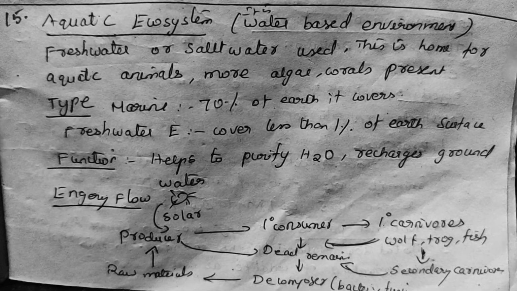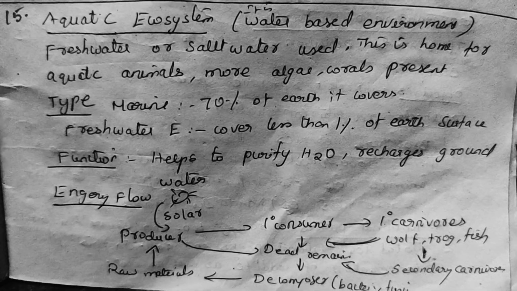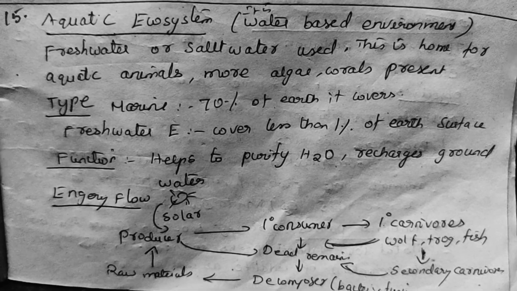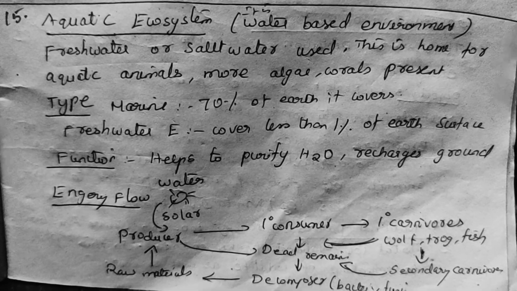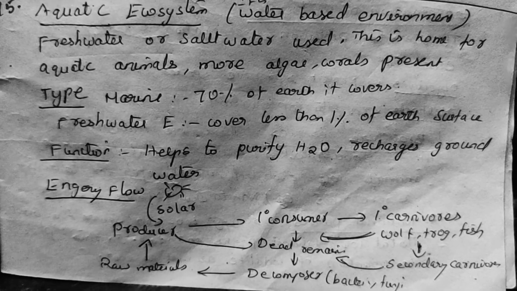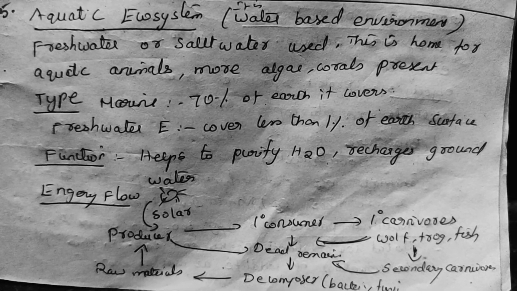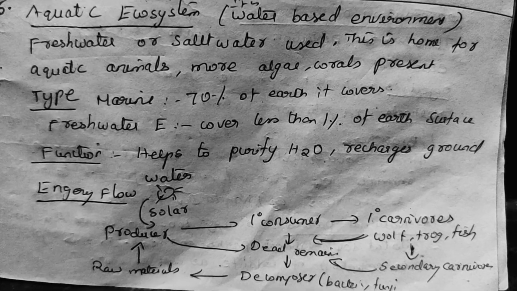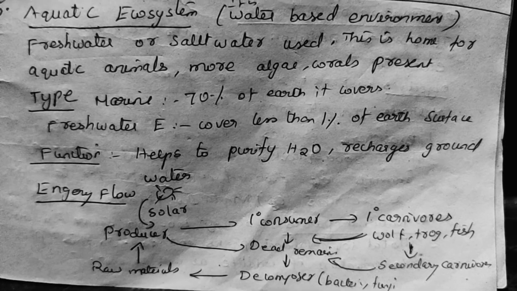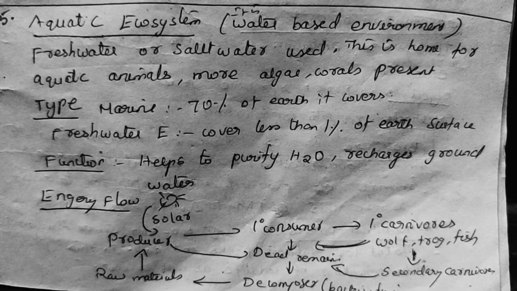So it is a water based environment, so either fresh water or salt water will be found here, and this is the home for aquatic animals. More algae are present here. And if you see the types, the marine type covers 70% of the earth, and the freshwater ecosystem covers less than 1% of the earth's surface. And what is the main function? It helps to purify water and recharge the groundwater.